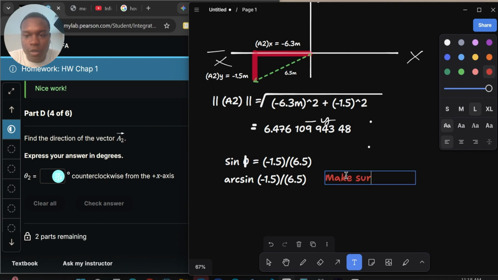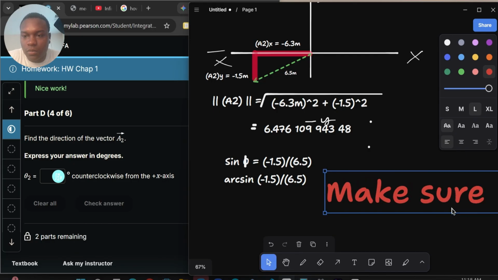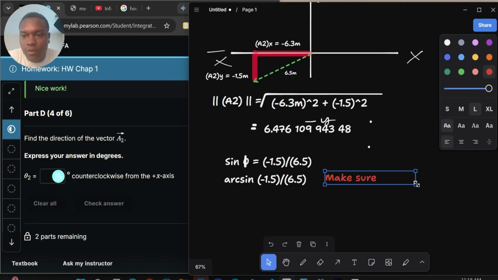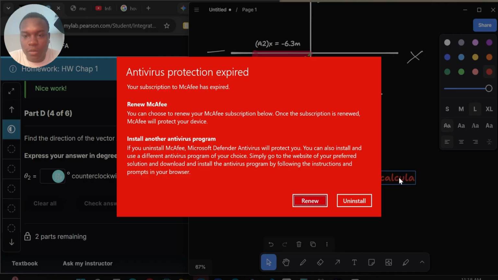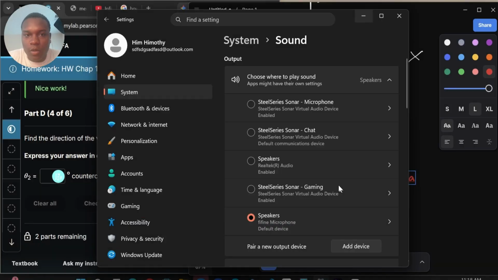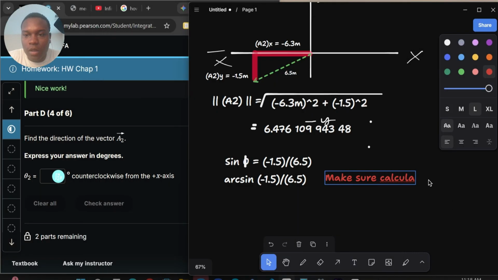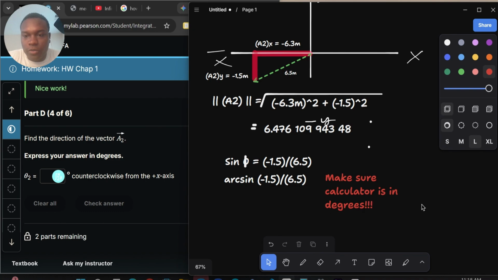Make sure the calculator is in degrees. This is a reminder to me.